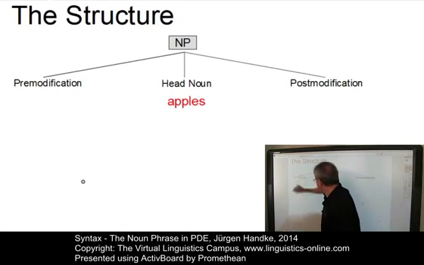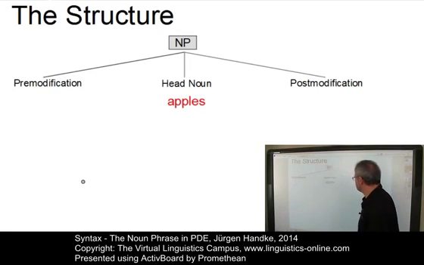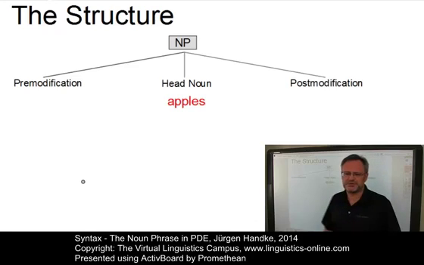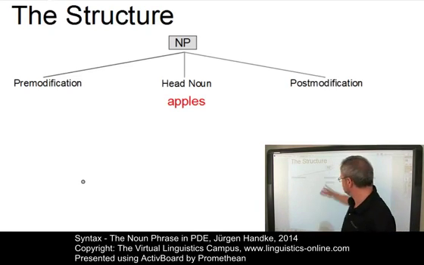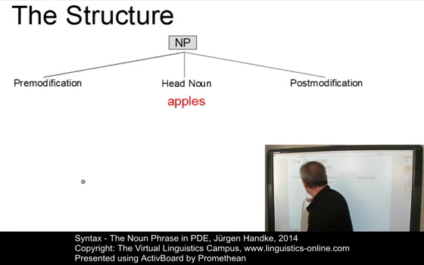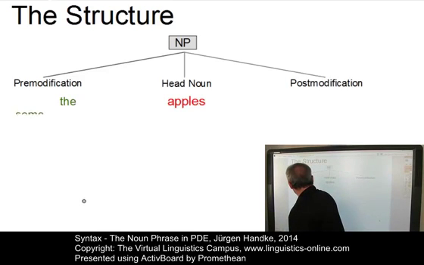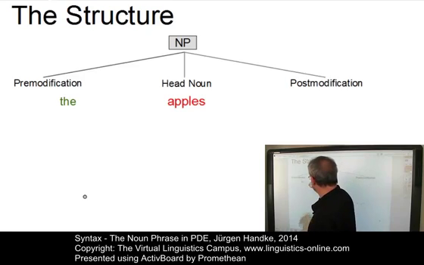They consist of a pre-modification part, a head noun, which is here apples in its plural form, and a post-modification part. Central to the noun phrase is the head noun. The head may be supplemented by more or less complex pre-modification structures. Here are some examples. We could, for example, have a noun phrase where the pre-modification part is just realized by means of a determiner.